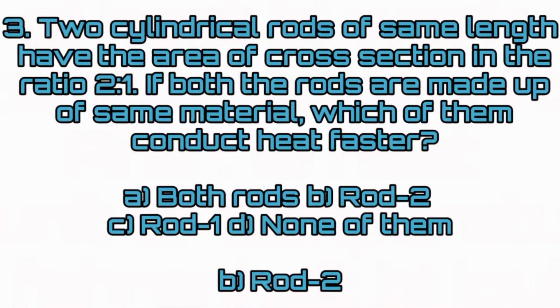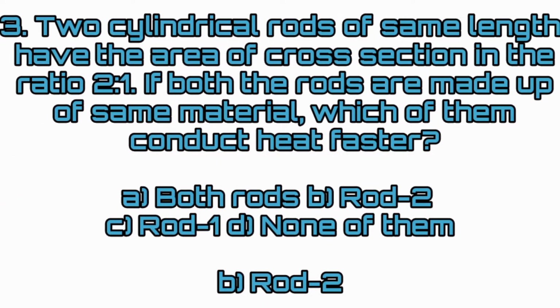Two cylindrical rods of same length have the area of cross section in the ratio 2:1. If both the rods are made up of same material, which of them conduct heat faster? Answer option B, rod 2.